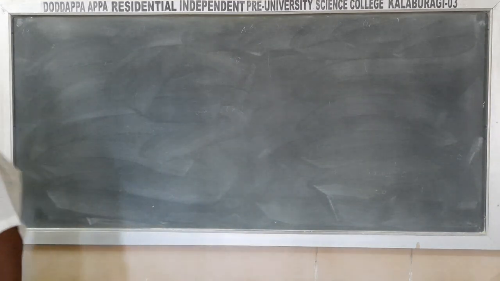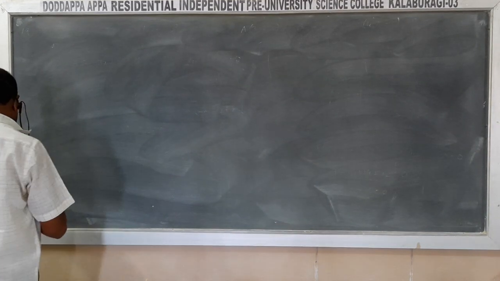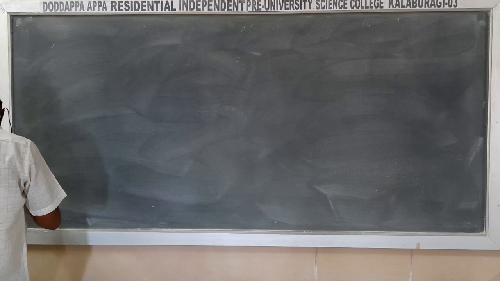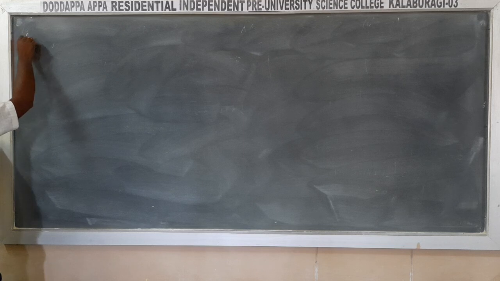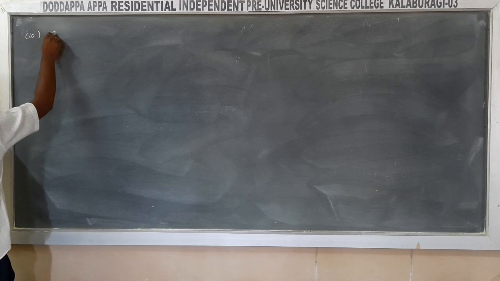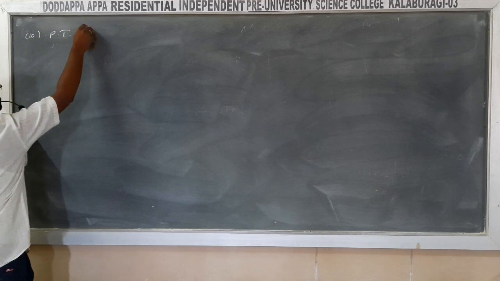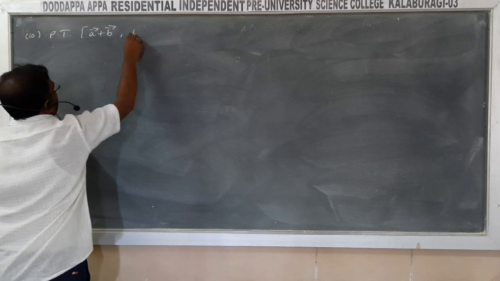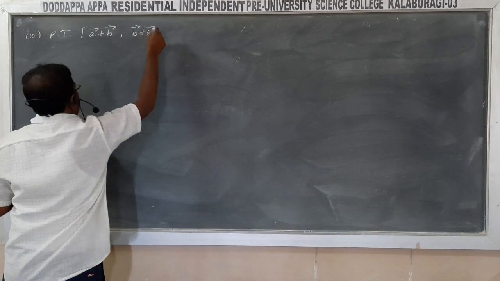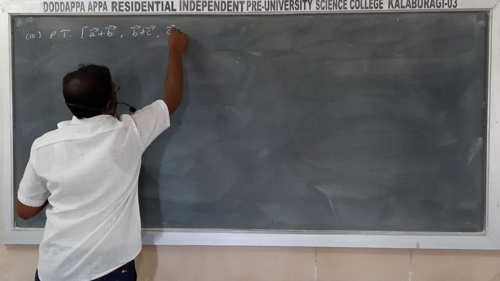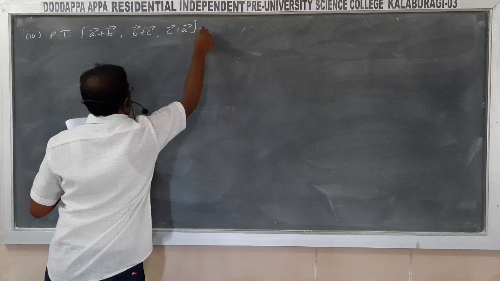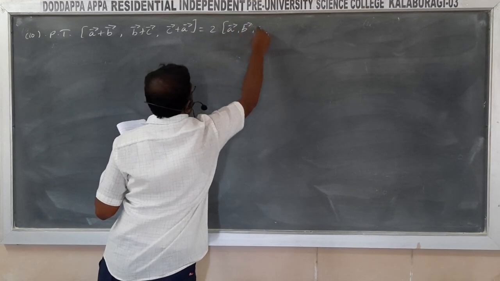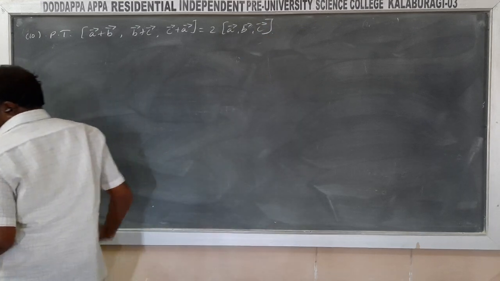Okay, next we go for another problem, the 10th one. Prove that box of vector A plus vector B, vector B plus vector C, vector C plus vector A equals 2 times box of A, B, C. Okay, important problem.